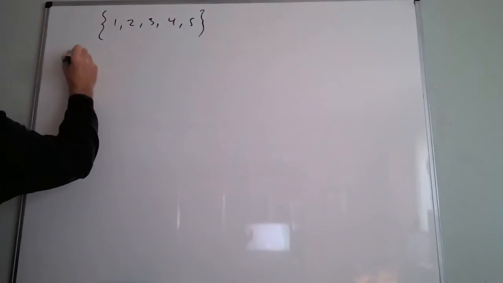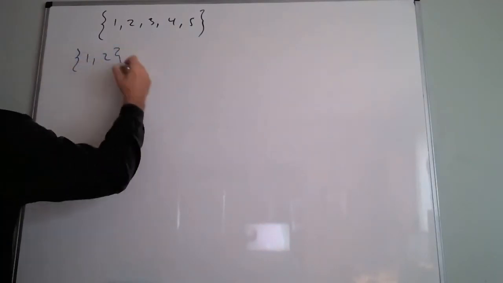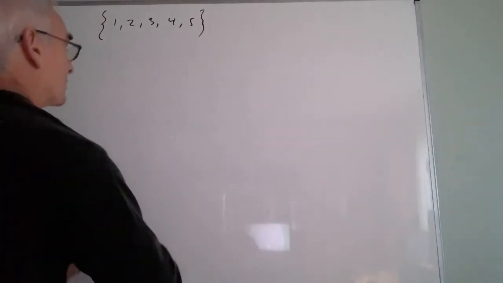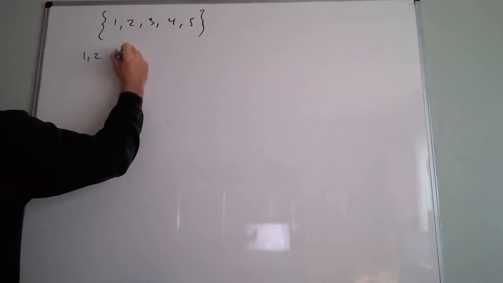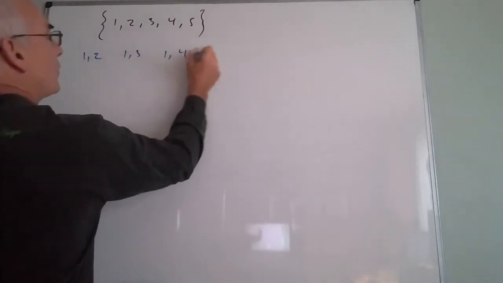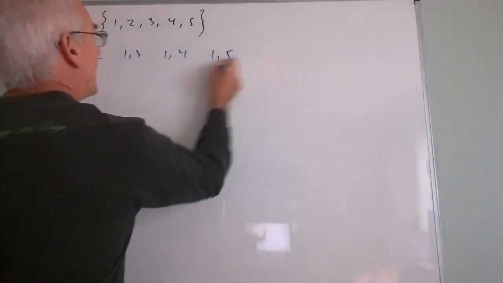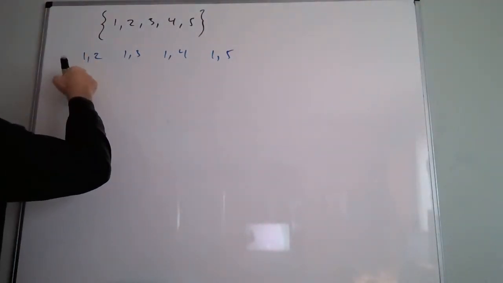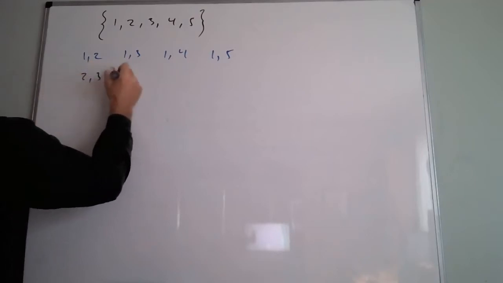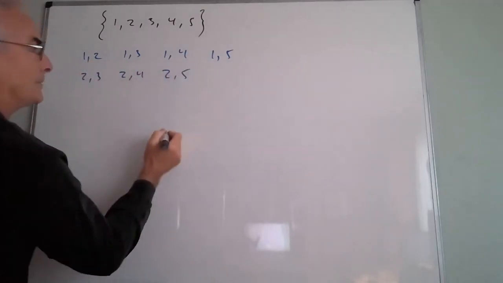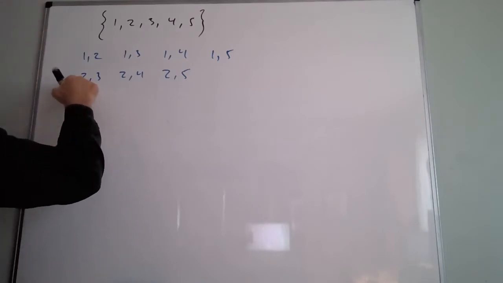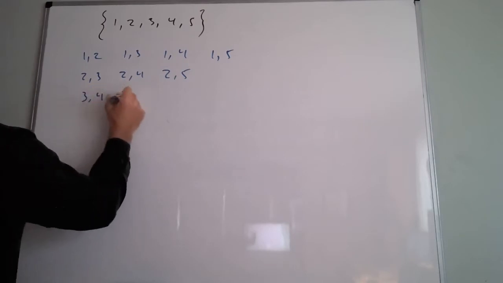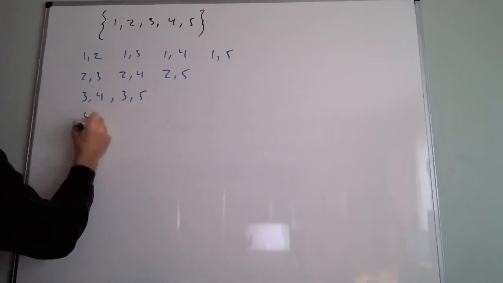And my possibilities would be 1, 2. Actually, you know what? I'm going to cheat. I'm going to do this without parentheses. It'll just be a little bit faster. So I have 1, 2. I have 1, 3, 1, 4, 1, 5. Now I don't do 2, 1 because that's the same choice. So I do 2, 3, 2, 4, 2, 5. I don't do 3, 1 or 3, 2 because I've already got them listed. So I do 3, 4, 3, 5, and then finally 4, 5.